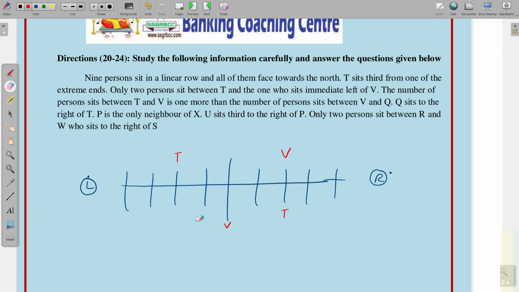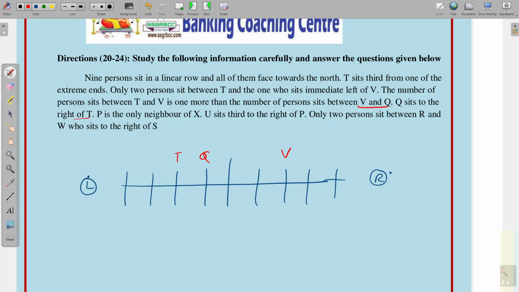Next, the number of persons seated between T and V is one more than the number of persons seated between V and Q. So between T and V there are 3 persons, and between V and Q there are 2 persons. Q sits to the right of T, so Q is to the right of T. Coming to this one, between T and V only one person is there. Suppose Q is placed here or here, Q is left of T, so this possibility is not required.